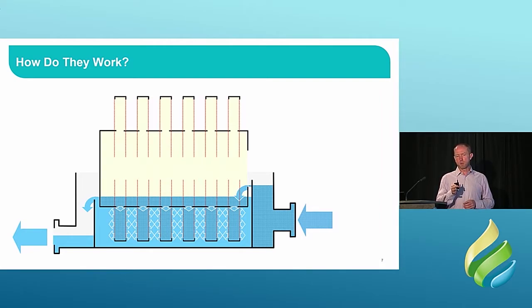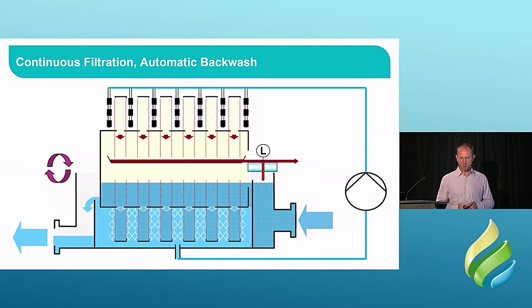And as the particles build up, the head loss goes up, the resistance to the flow goes up. So the level rises on the influent side. And that's monitored using a level sensor. It could be an ultrasonic, or it could be as simple as a float switch. When it reaches a level set point, the unit goes into a backwash.